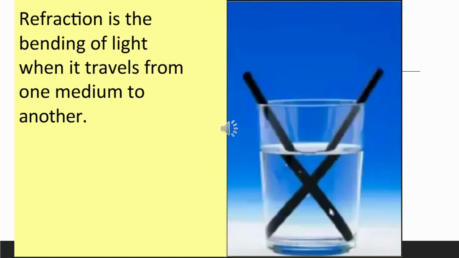But what is refraction? Refraction is the bending of light when it travels from one medium to another. For example, from air to water or water to oil. So different mediums refract light with different amounts of bending.